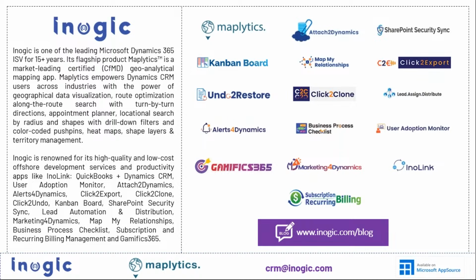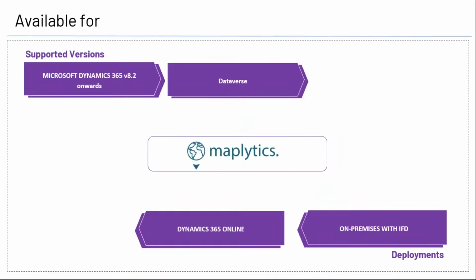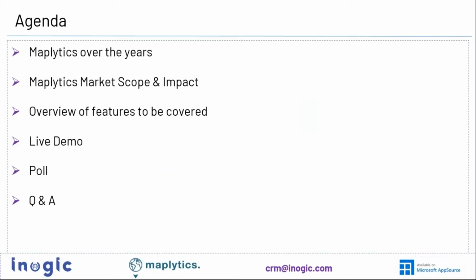Now let's move on to Maplytics. Maplytics is available for Microsoft Dynamics 365 version 8.2 onwards. It is available for online as well as on-premises, and on-premises with IFD and Dataverse.